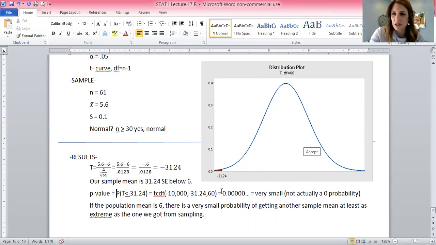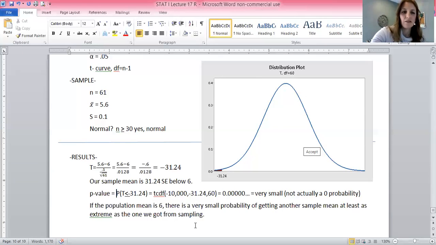I'm going to get this value and it looks like 0. It's not really 0. It's just my calculator is rounding. It looks like this. I want you to understand a p-value will never be 0. That's saying you have a 0 chance of it happening. It can happen. It's just a very, very small probability. It's a very small chance of it happening. So we never say a p-value is 0. If it looks like 0, we just say it's very small.